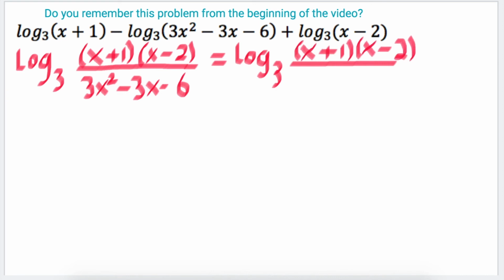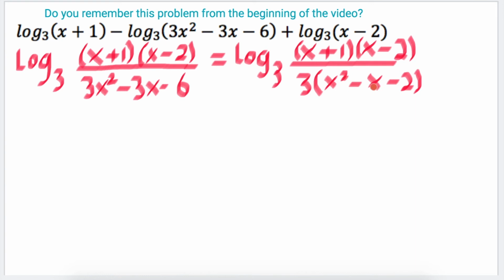But in the denominator, if you factor out the 3, you're going to end up with 3 parentheses, x squared minus x minus 2, close parentheses. So now this expression inside the parentheses here is a little bit easier to factor. Now, if you don't know how to factor quadratic expressions, I suggest you watch the video that is linked up here that explains how to factor quadratic expressions.